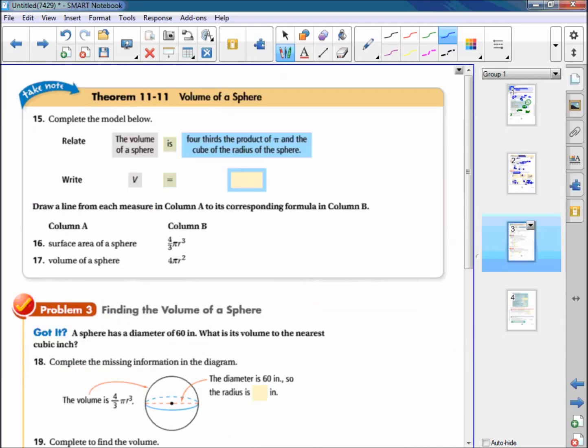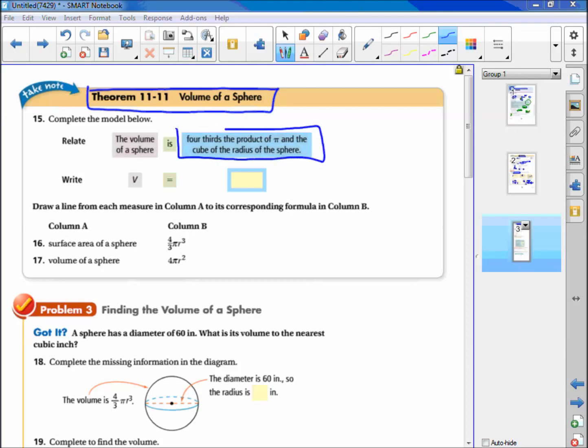All right, let's flip it over. Okay, on the top of page 3, we have theorem 11-11, the volume of a sphere. Okay, so once again, the only thing we need to know is the radius to get the volume of the sphere. And the volume of the sphere is equal to 4/3 of the product of pi and the cube of the radius. So we're going to write it like this, 4/3 the product of pi and the radius cubed.